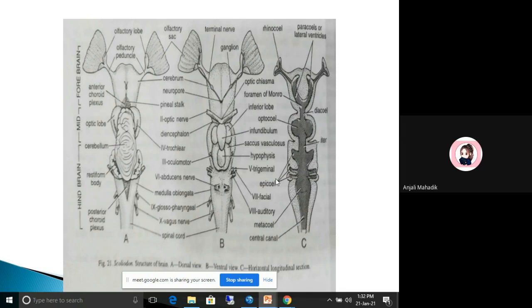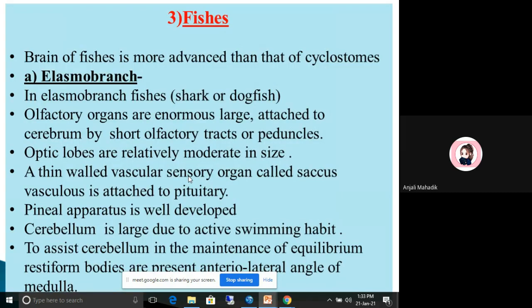And the cerebellum's cavity is called the epicele, and the medulla oblongata's cavity is called the metacele. So these are the cavities of the brain. And this is the brain of fish, also called elasmobranch.